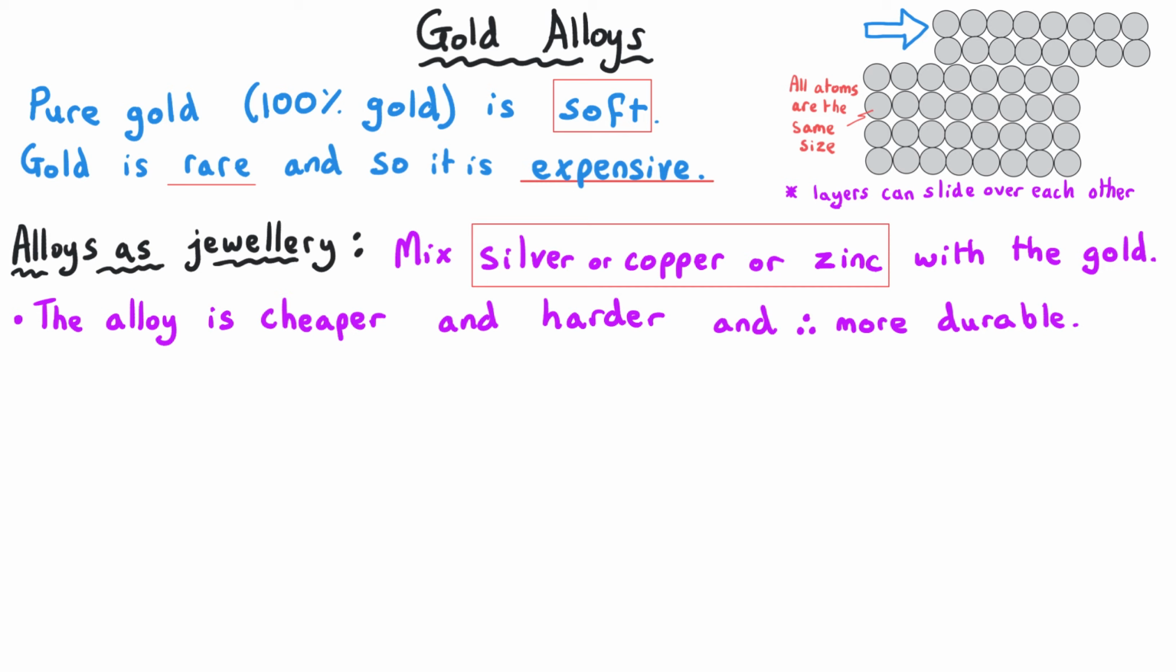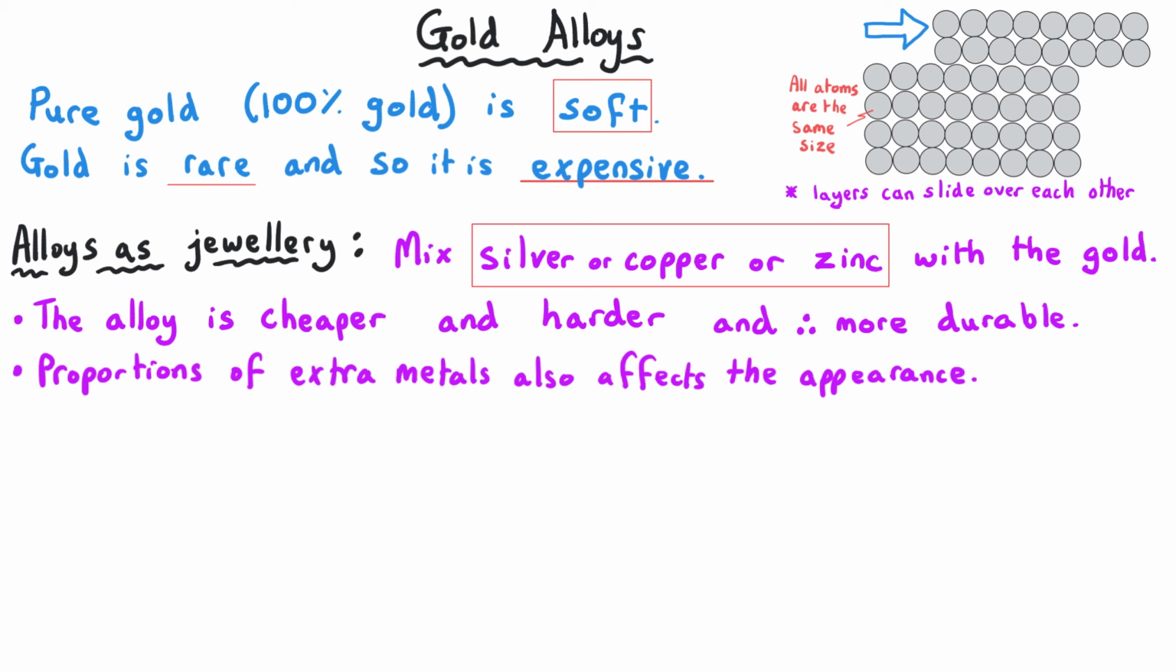It can also be used as a preference because it does change the look of the gold depending on which of those additional metals we add. For instance, adding silver definitely makes a lighter gold colour.